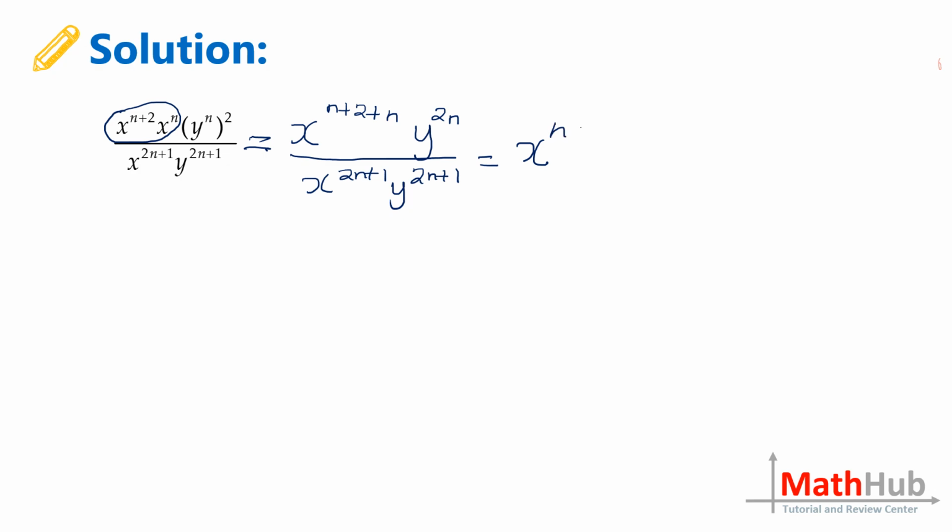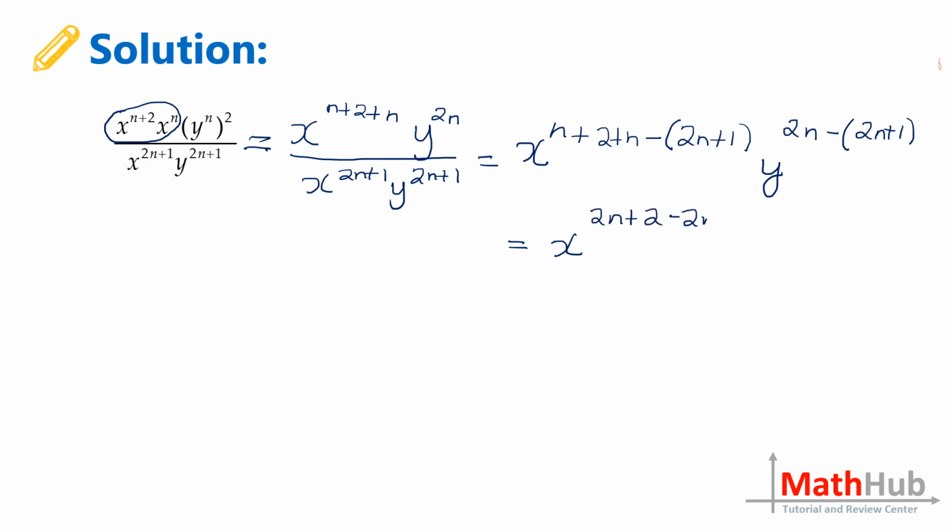N plus 2 plus n minus, don't forget the quantity. Okay? You're subtracting the entire 2n plus 1. And then I have y, 2n minus also the entire 2n plus 1. So what do we get? We have x to the 2n plus 2 minus 2n minus 1, y raised to 2n minus 2n minus 1.